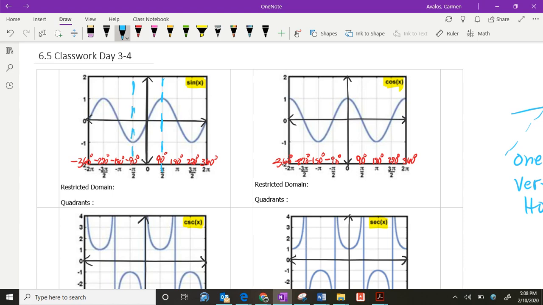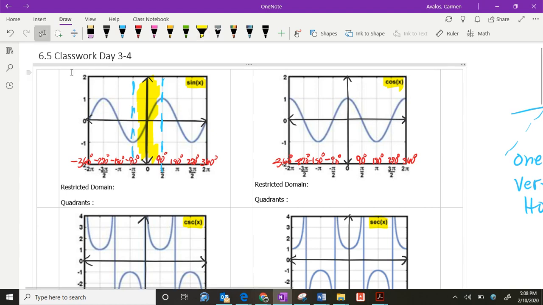So if I just restrict it between these two dotted lines, so what I want is just this right here, none of it is going to repeat. So this one here is going to pass the vertical line test as well as the horizontal line test. So if I just cut at the dotted lines and restrict it just here, it is now going to be a one-to-one function, and therefore the inverse is going to exist.